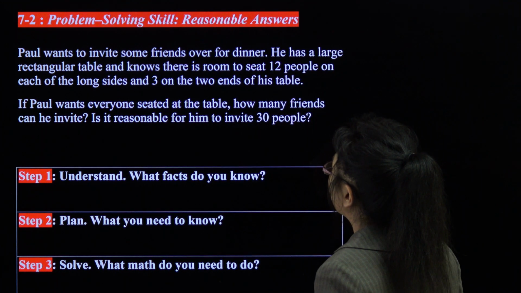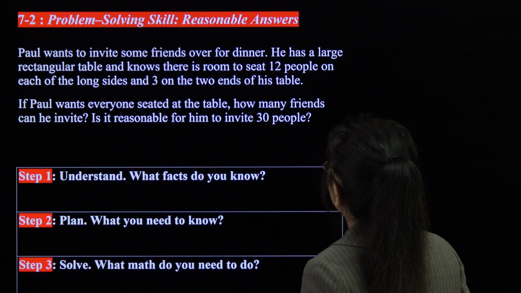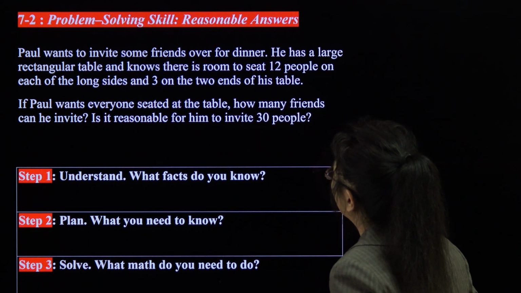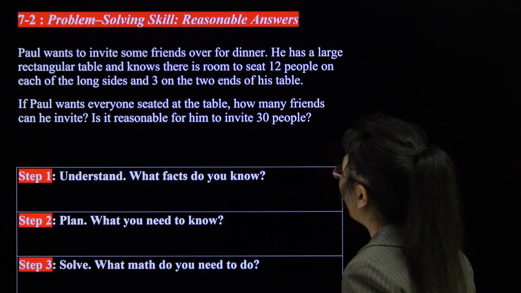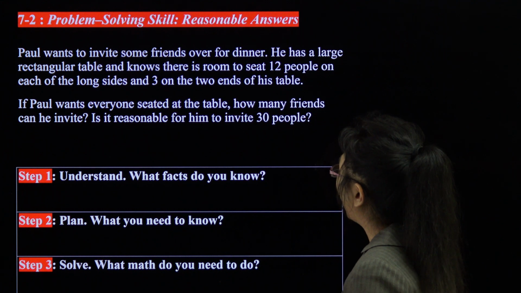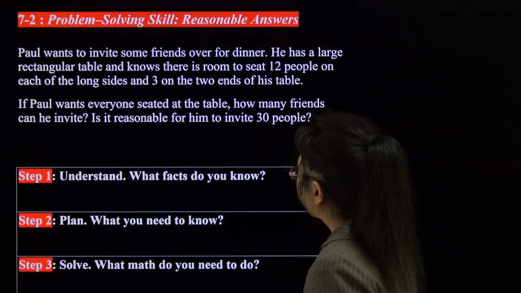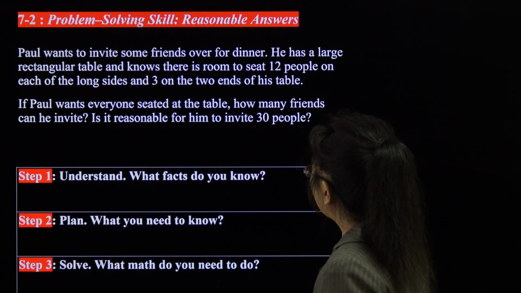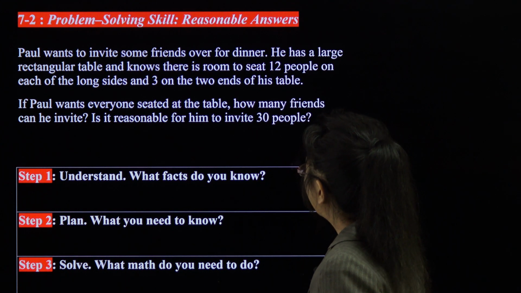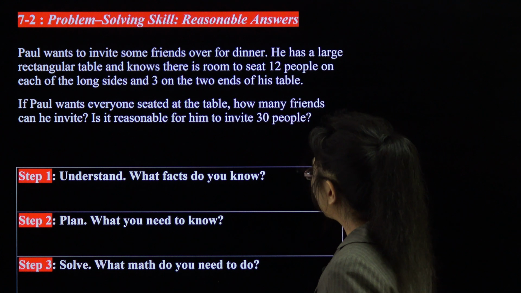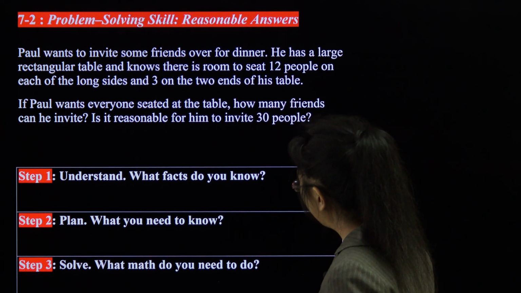Anyhow, Paul wants to invite some friends over for dinner. He has a large rectangular table and knows there is room to seat 12 people on each of the long sides and 3 on the 2 ends of his table. If Paul wants everyone to be seated at the table, how many friends can he invite? Is it reasonable for him to invite 30 people?